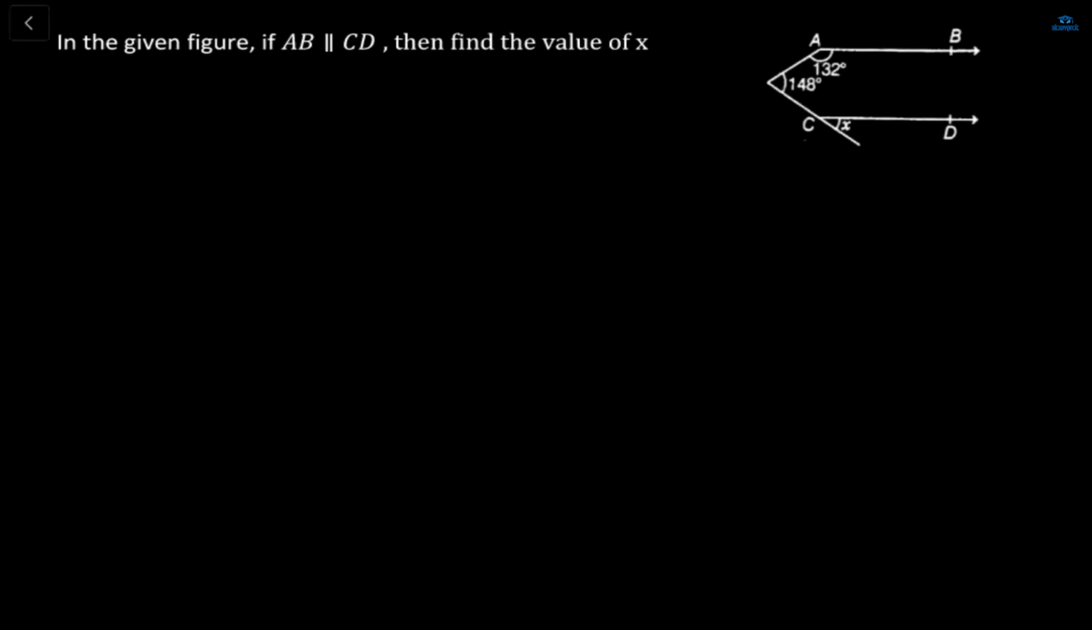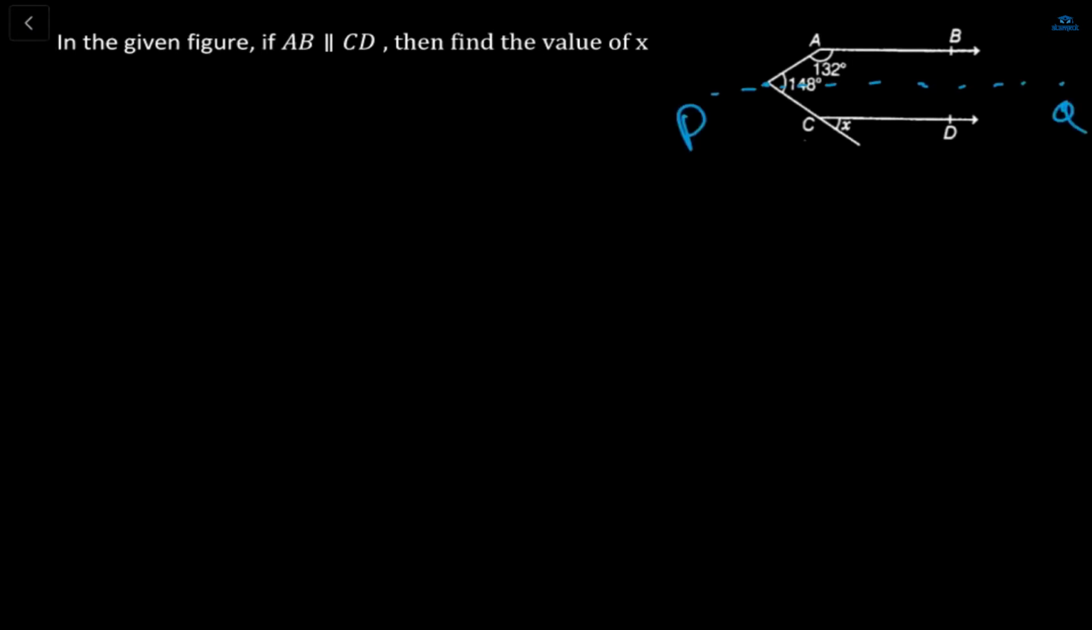I'll just give you a hint. What do you do to solve this question? You draw a line parallel to AB and CD, just from this particular point. Draw a line that is parallel to AB and CD. Now how can you solve this? If lines are parallel, then we can go. So I am marking it as PQ.